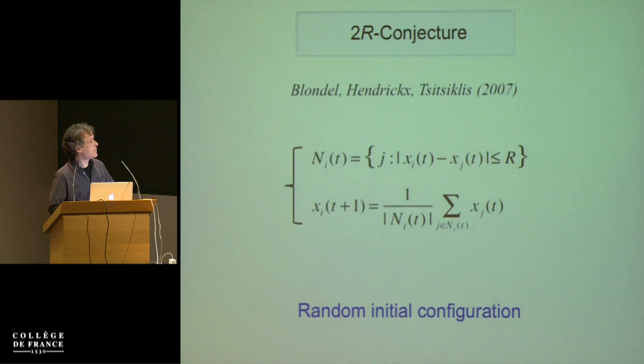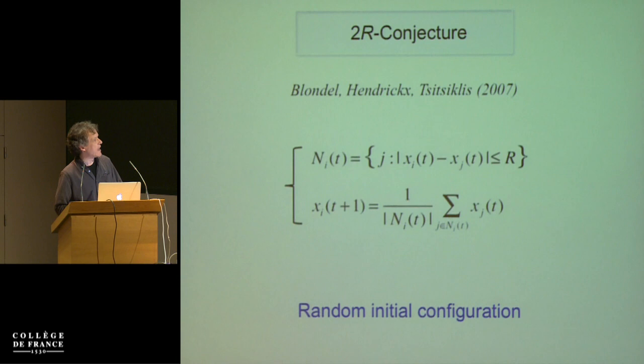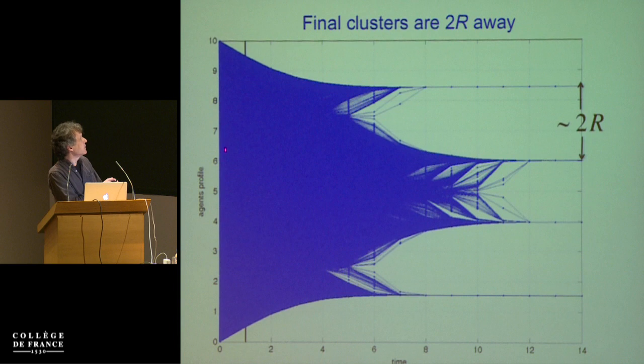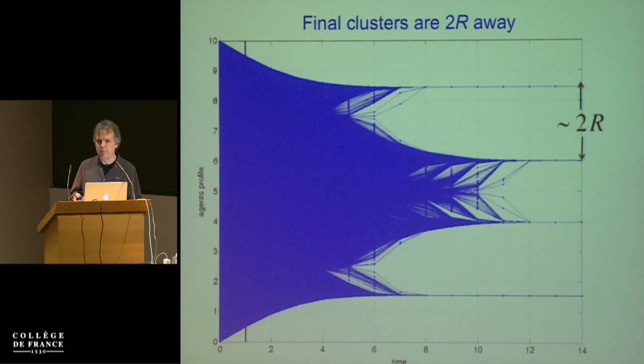But I worked with a student on a famous conjecture that said that when you start from a random initial configuration, so here this is random, between say 0 and 10, then you spread tons of agents over here, okay? And then this is time, and you have these dynamics. And what happens is they all cluster into these things, and there's a separation of roughly 2R, and the 2R conjecture states that with high probability, or on average, or what have you, the separation will be 2R, okay?